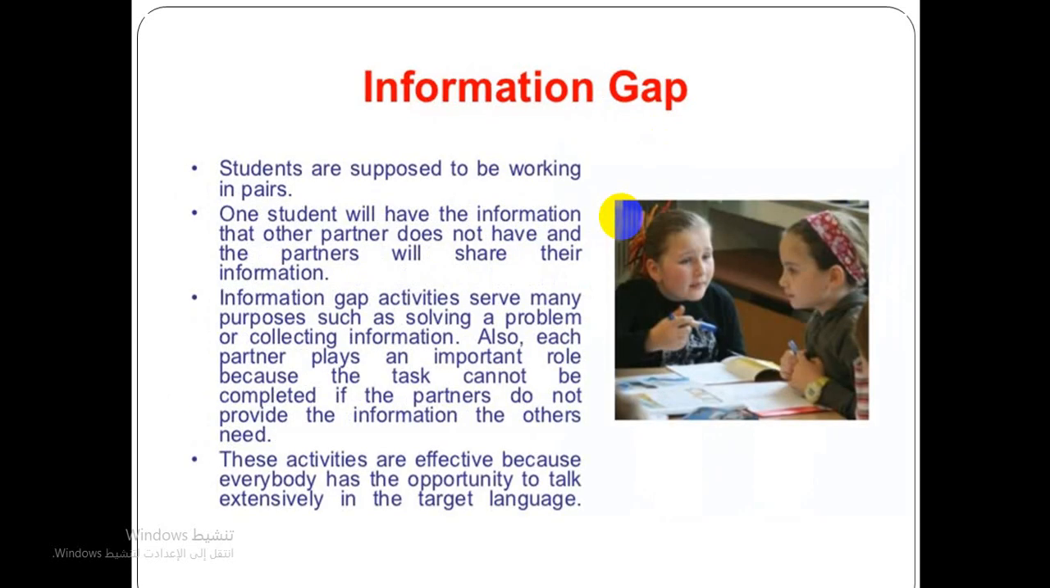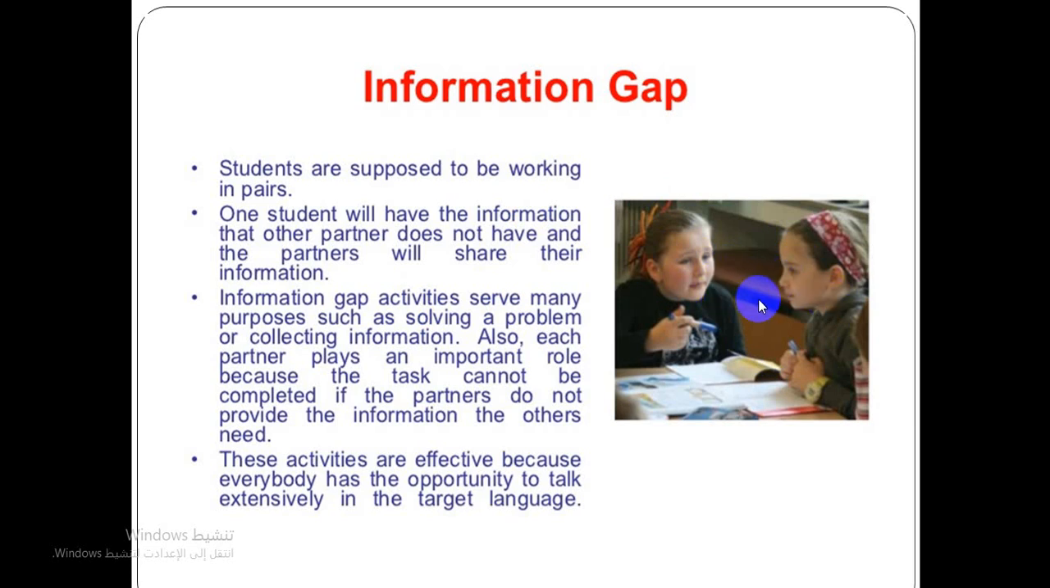And here we have the information gap activity. In such activities, students are supposed to be working in pairs. As you see here in this picture, one student will have the information that the other partner doesn't have, and the partners will share their information.